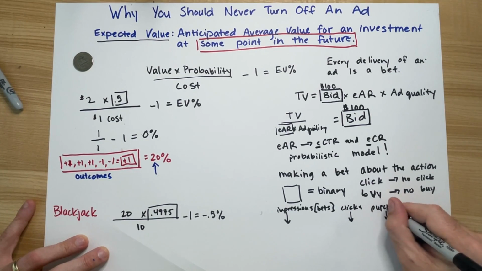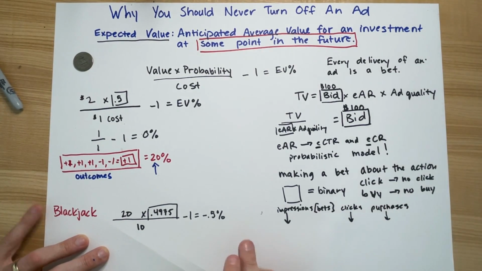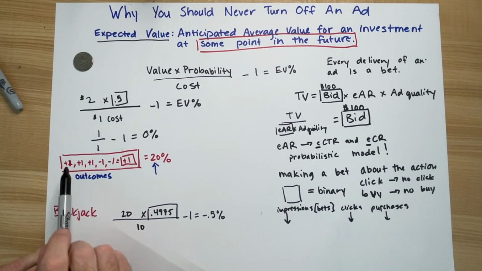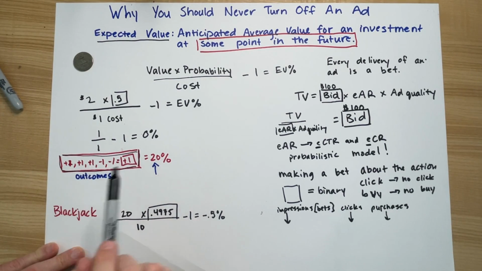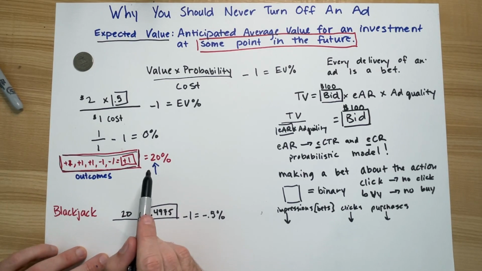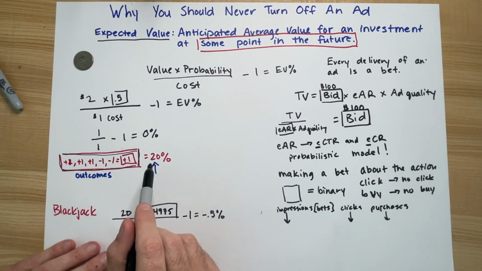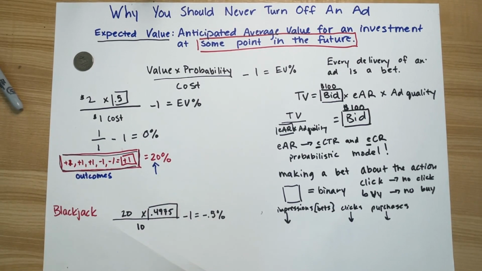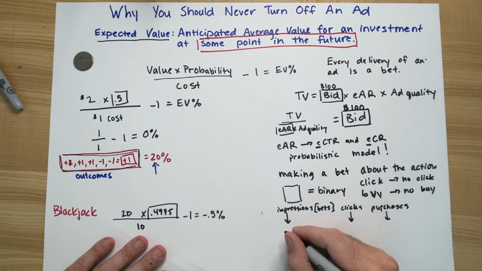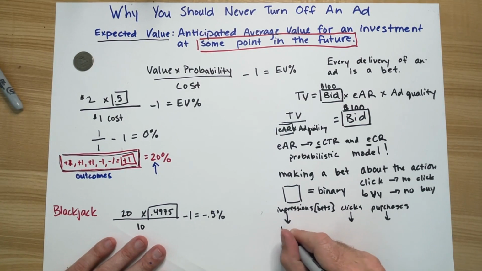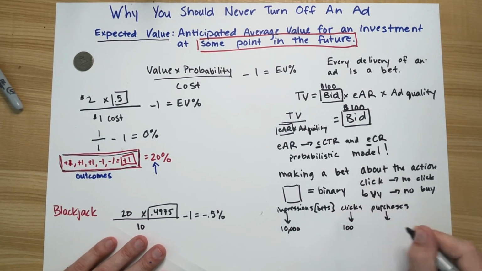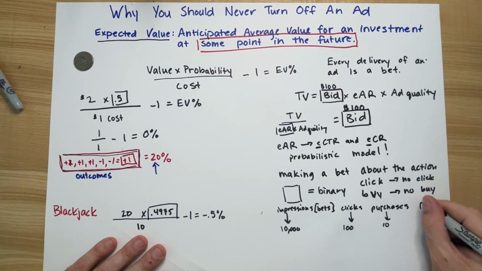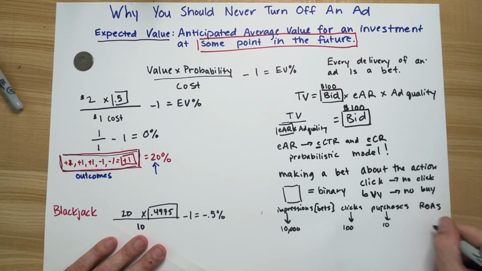Now, this is where we make the mistake. Similar to making a decision on the basis of these outcomes, where if we think about flipping a coin and we flipped it 5 times and we saw, 20% of them, I won 20%. I should keep flipping the coin. When we make a decision on the basis of these outcomes, there was 10,000 impressions and I got 100 clicks and 10 purchases, and therefore my ROAS is X.